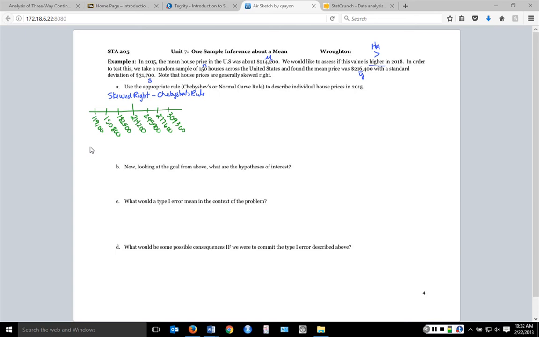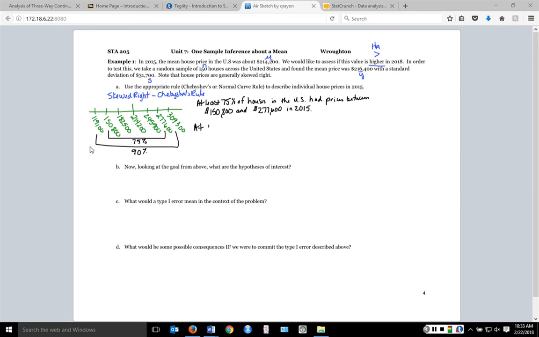So there's my sort of math done. And so what I know about Chebyshev's rule is if I go out one standard deviation, that doesn't give me any useful information. And if I go out 2 standard deviations, I get about 75%. And if I go out 3 standard deviations, I get about 90%. And then I can just interpret those here. So then I can say that at least 75% of houses in the United States had prices between our $150,800 and our $277,600 in 2015.